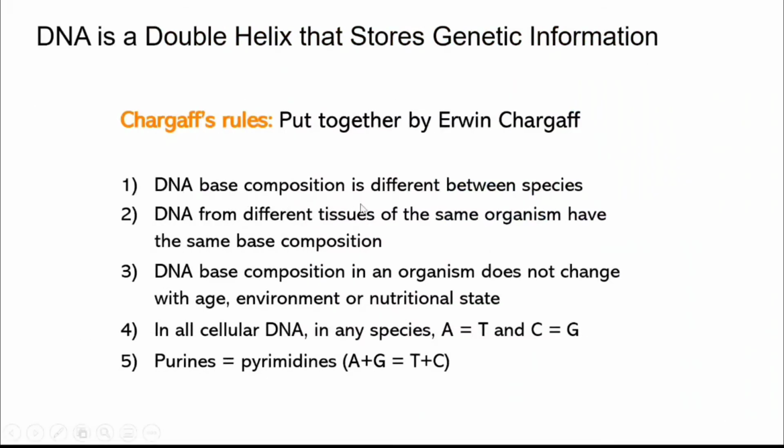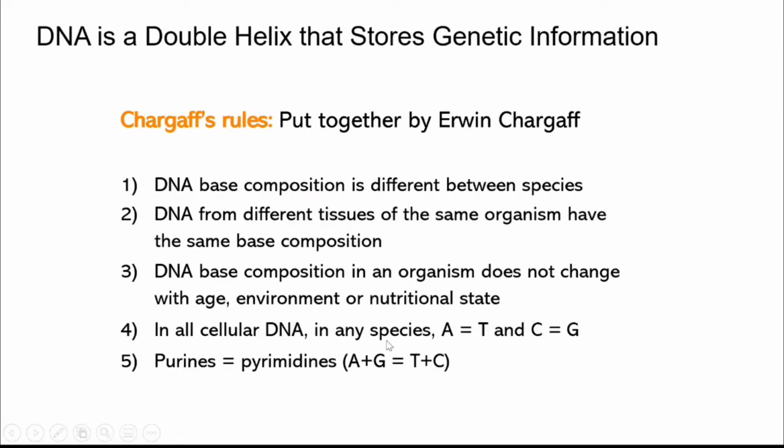So DNA base composition varies between species. And what do we mean by that? We mean that some species have lots of ATs and others have lots of GCs. DNA from tissues of the same organism has the same base composition. DNA base composition in an organism does not change with age or with environment or nutritional status.